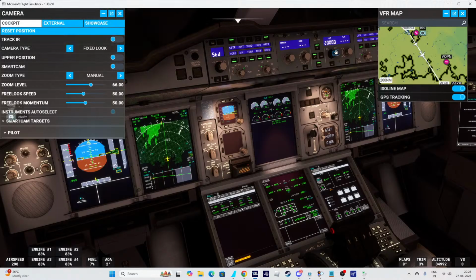When he says leave level now, you should start descending. India 2823 radar, descend to flight level 120. I started my descent. Descend to 120, Air India 2823. Okay.